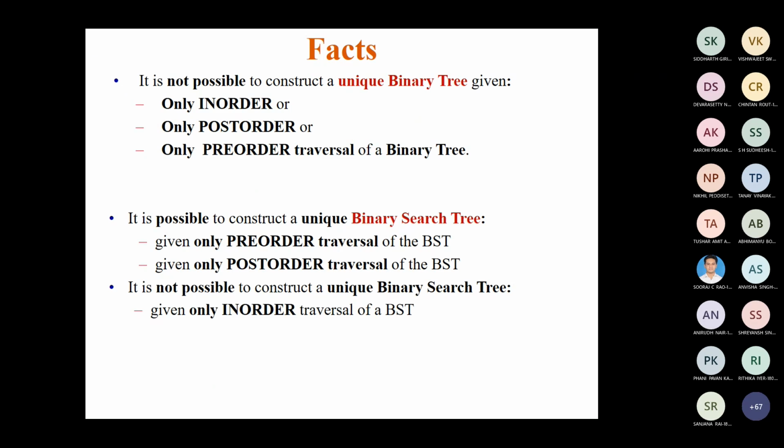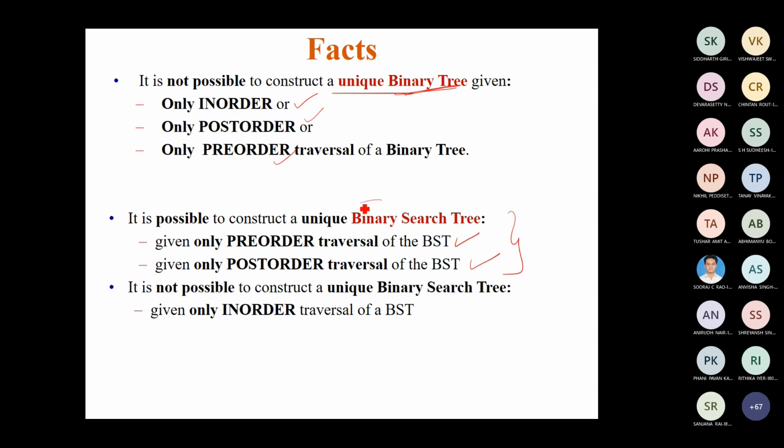And some of the facts you are supposed to know. It is not possible to construct a unique binary tree if you are given only the in-order, or only the post-order, or only the pre-order traversal of a binary tree. Just stress on these points here. Here we are talking about only the binary tree. If you are given only the in-order, post-order or pre-order traversal, it is not at all possible to produce the unique binary tree.